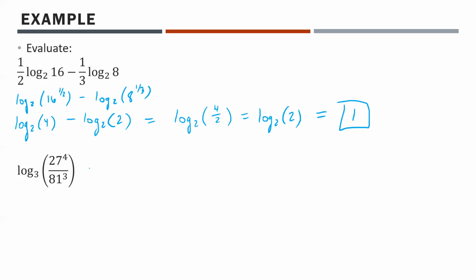So I'm going to break this down and split this fraction part into two different logs. This is going to be log base 3 of 27 to the power of 4, put that in its own little brackets there, minus log base 3 of 81 to the power of 3. I'm going to break this down even further, and believe me, it's going to really help me in the long run. I'm going to remove these exponents and bring them out front.